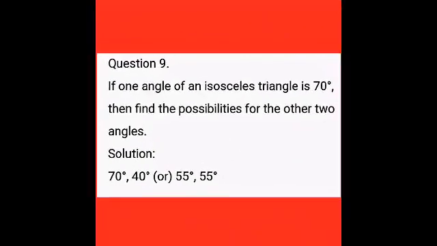Question number 9. If one angle of an isosceles triangle is 70 degrees, then find the possibilities for the other two angles. If one angle of the triangle is 70 degrees and it is isosceles, we should take the other two as 55 degrees and 55 degrees. If we add these two, we get an isosceles triangle, because 55 plus 55 is 110, plus 70 is 180. That was the reason.